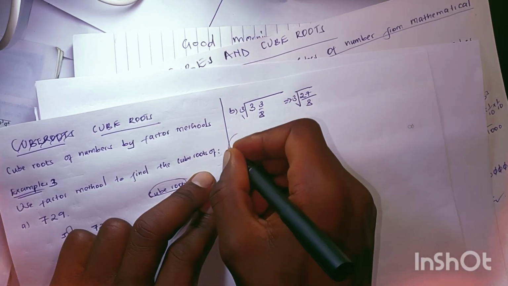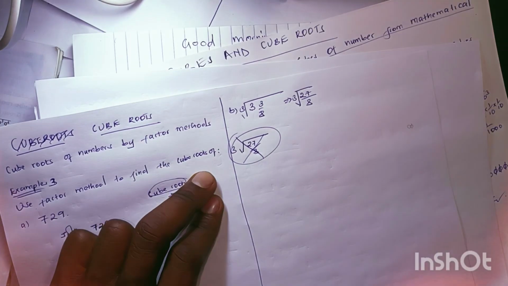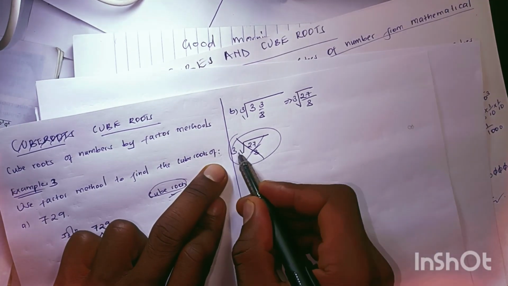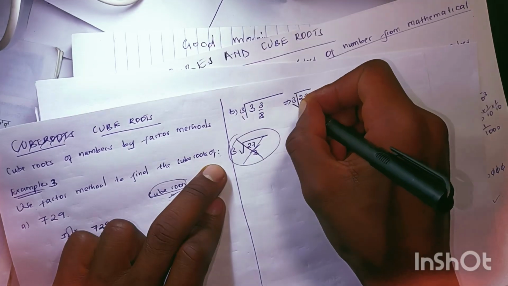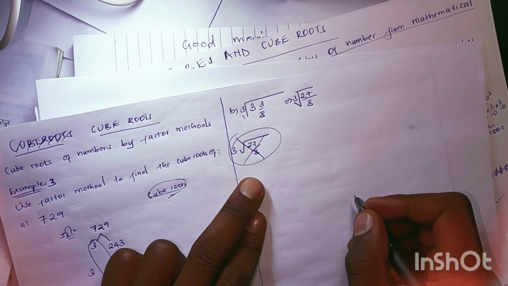This is not the cube root. Why? Because this 3 is outside the root. This is how you are supposed to write the cube root. So make sure you are keen.